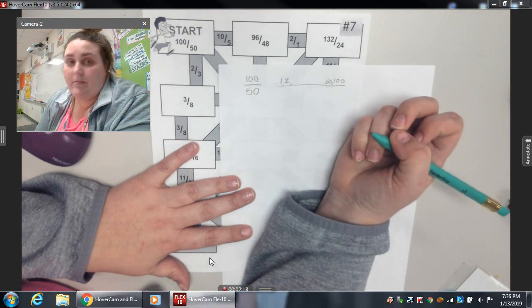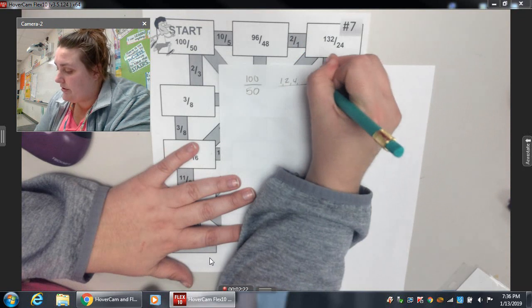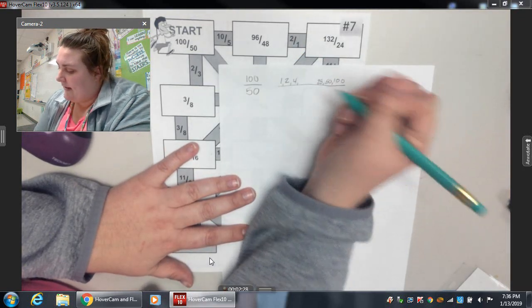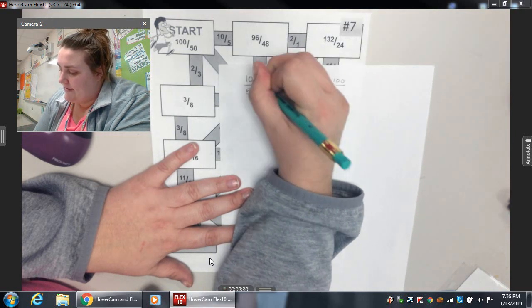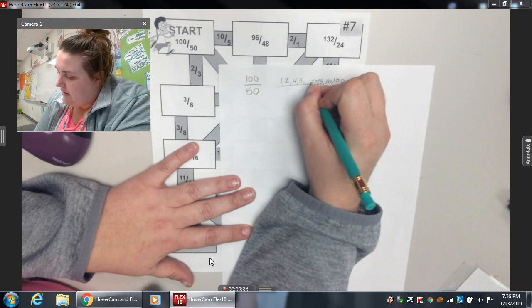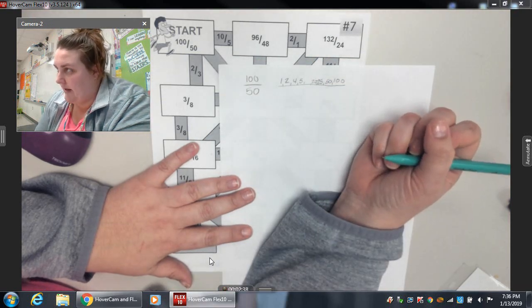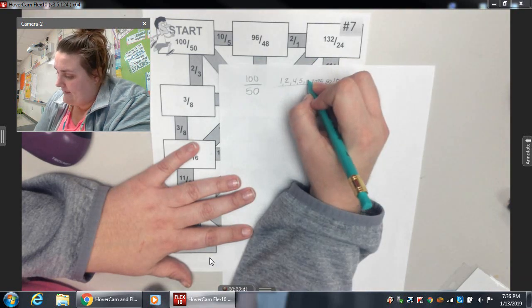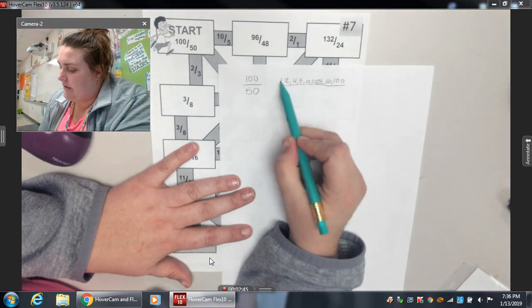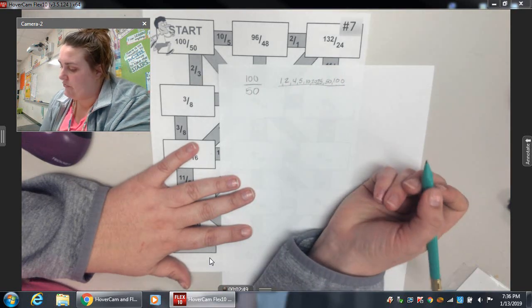I cannot get there by 3s. Can I get there by 4s? Yes, because of quarters. I know that 4 quarters equals $1. Can I get there by 5s? Yes, because it ends in a 0. So 5 and 20. I can't get there by 6 or 7 or 8, but I can get there by 10. Sorry, I can't get there by 9, but I can get there by 10. So my factors of 100 are 1, 2, 4, 5, 10, 20, 25, 50, and 100.